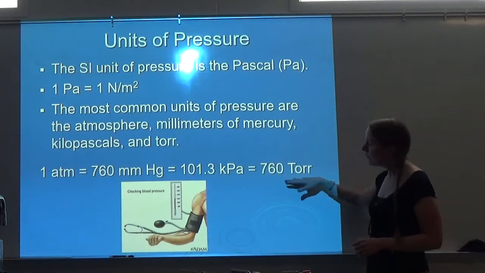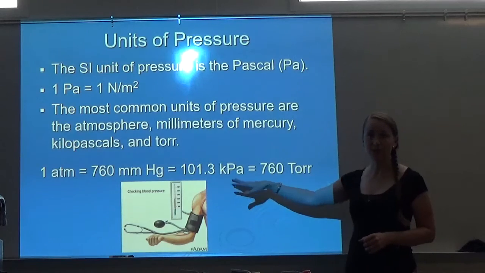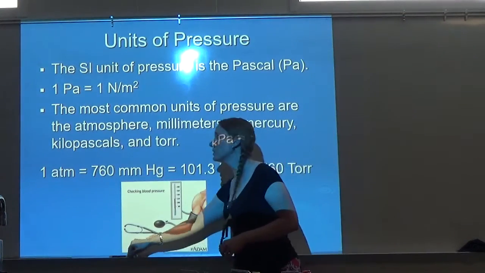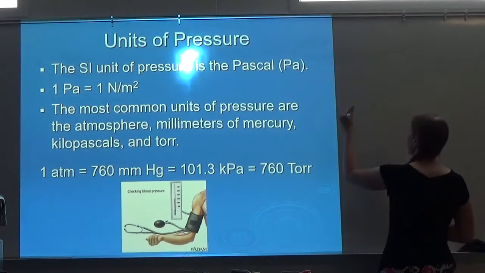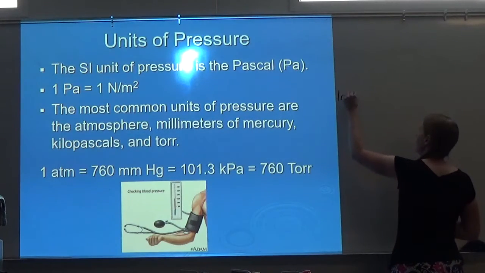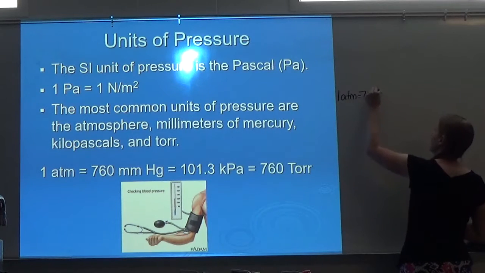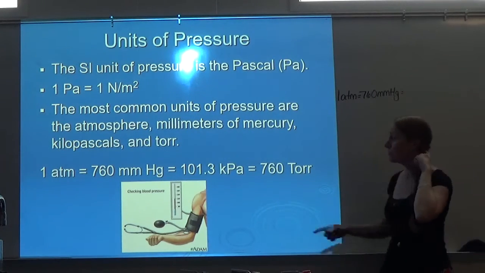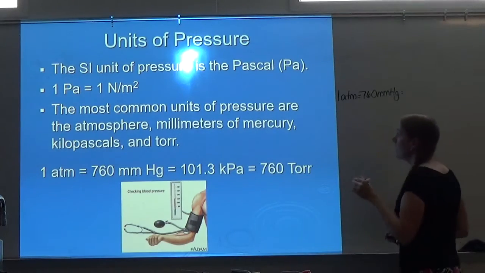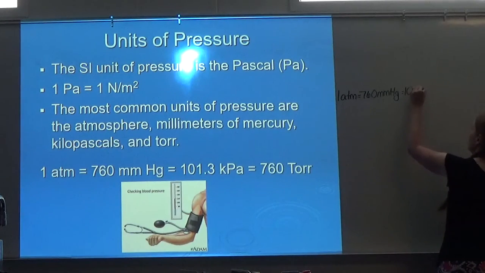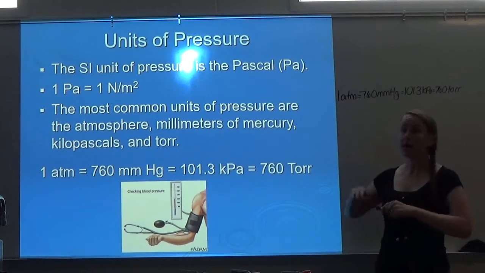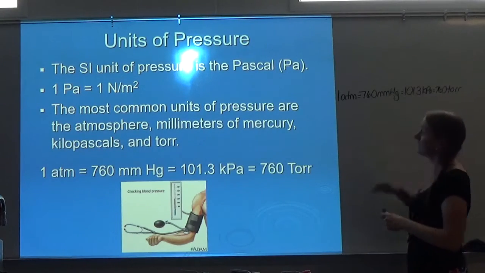So this is how all of those pressures are related. This is like our pressure conversion factor. So here, let me put it on the board so that I don't have to keep clicking back to this slide. 1 atm equals 760 millimeters of mercury. Millimeters of mercury is what they usually use for pressure when you go to the doctor, like blood pressure. Equals 101.3 kilopascals equals 760 torr. So these are how all of our pressures are related to each other.